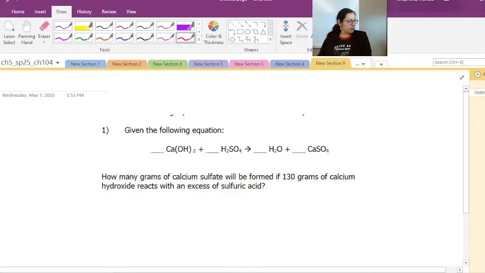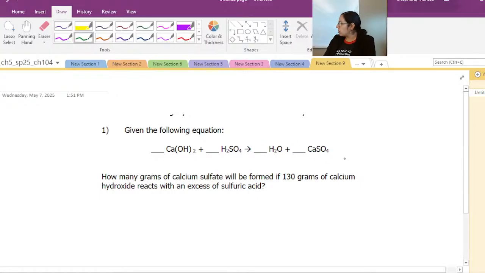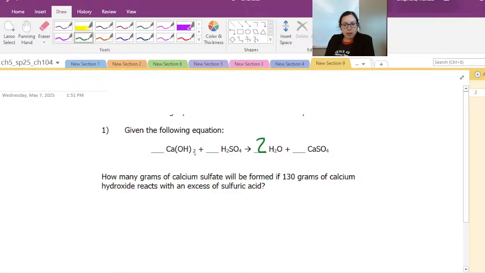Before everybody gets too wrapped up, what do we need to do to balance this? What coefficient should I put and where? So 2 to the H2O, and then just double checking that. Okay, so 2 and 2, so 4 hydrogens, that looks good. Our sulfates stay together, and then we just have 2 oxygens. All right, so that looks balanced. Now I'll give you all another minute or so to try to answer this.